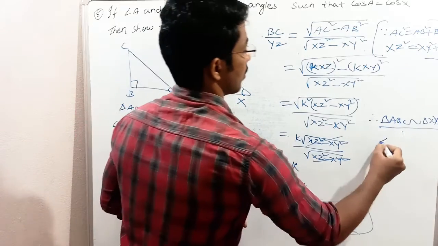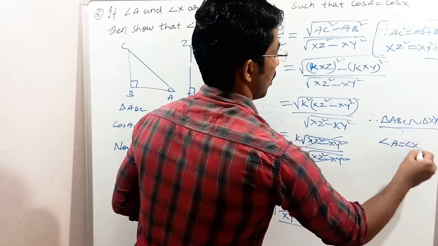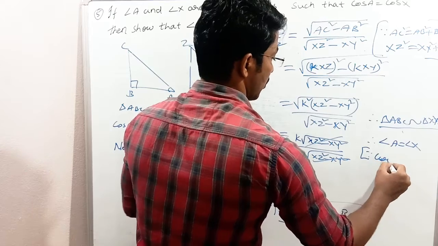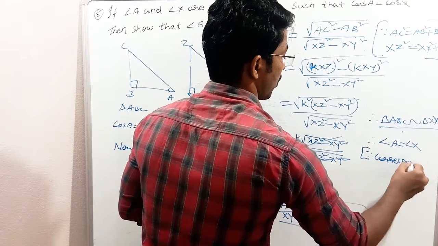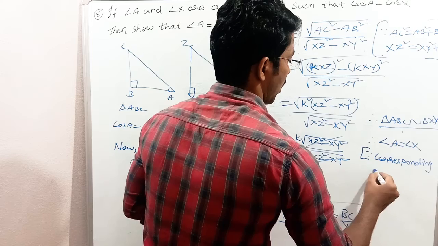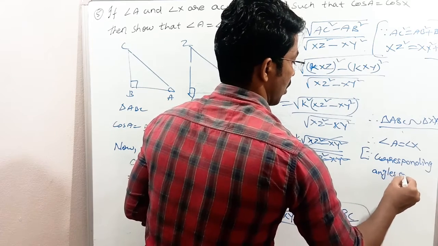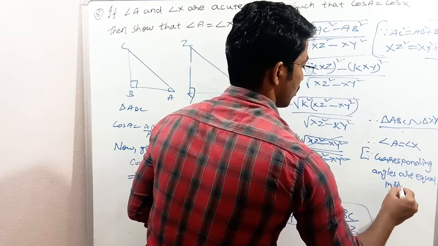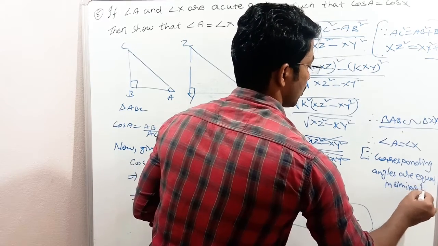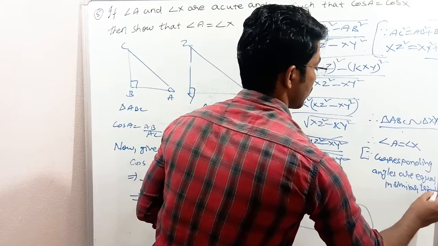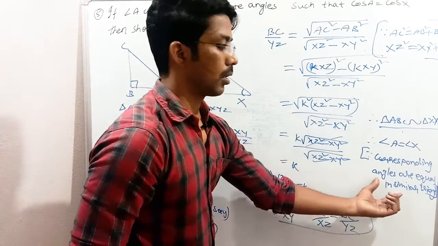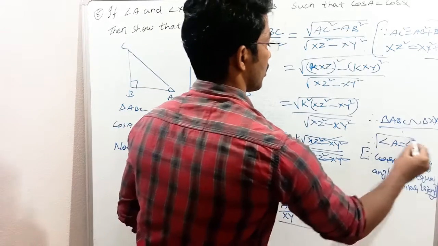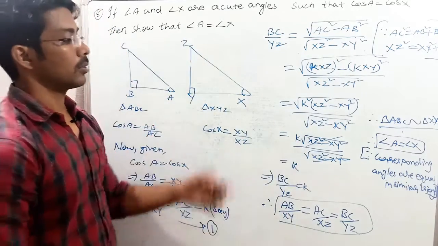As the two triangles ABC and XYZ are similar, their corresponding angles also must be equal. So angle A is equal to angle X, since corresponding angles are equal in similar triangles. Corresponding angles are equal in similar triangles. So angle A is equal to angle X, hence proved.